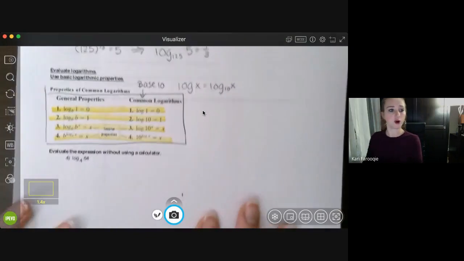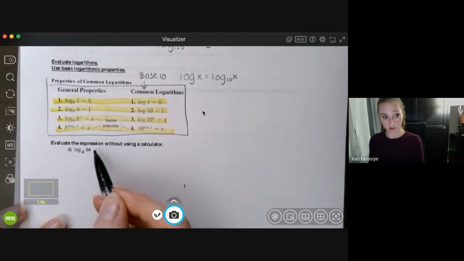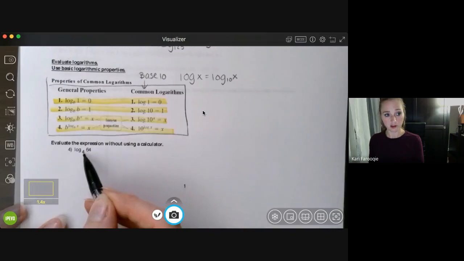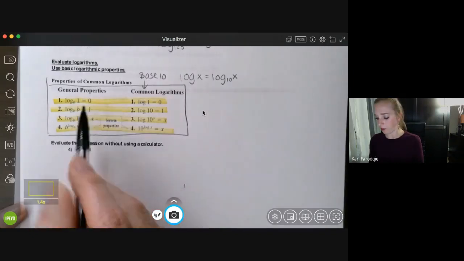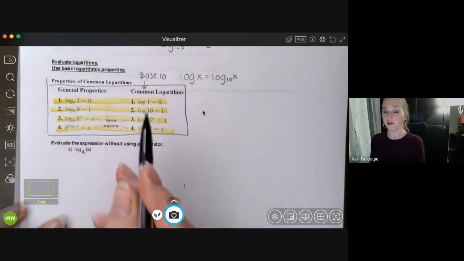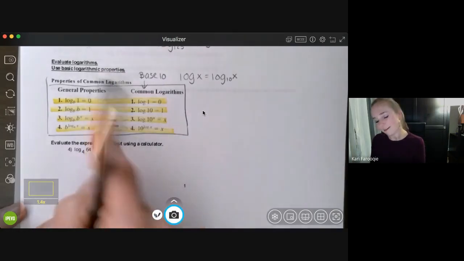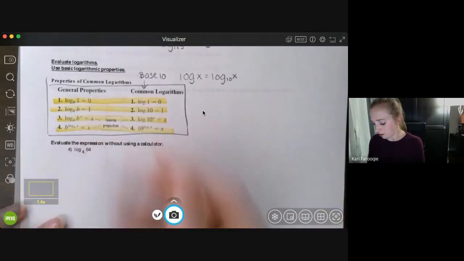Okay, number 4, evaluate the expression without using a calculator. All right, so the logarithm is the exponent. We're trying to find out what the logarithm is. So you're asking yourself, 4 to what power is 64? If you want to think about it that way, you may do it that way. If you want to think about it using the log properties we just talked about, do it that way. I'm going to show you how to use the properties because I like them.